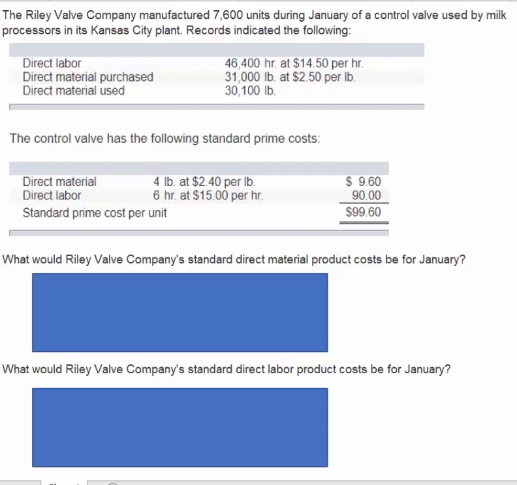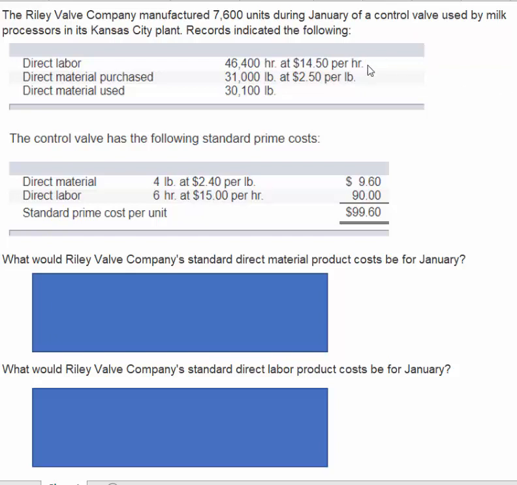Okay, let's explore the standard costing situation. We've got the Riley Valve Company, and they manufactured 7,600 units during January of a control valve used by milk processors in its Kansas City plant. And we've got the records that you see on the screen right there.